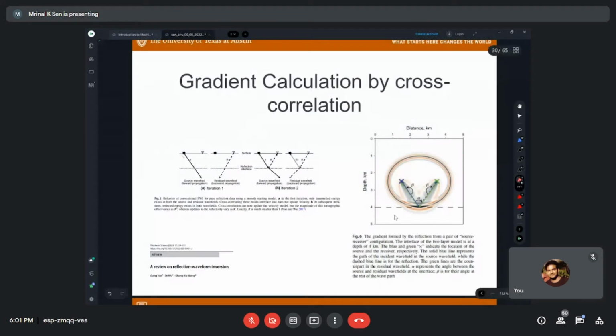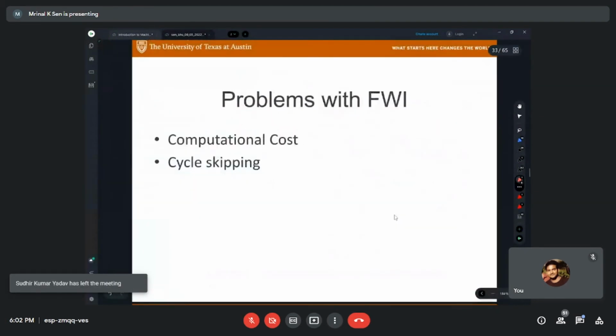So this is your source wave field. Okay? So we generate our synthetic data, we propagate our source wave field, and then you take the residual, the difference between observed data and synthetic data, and propagate that backward in time. And then you cross correlate. And this gives us information on the gradient. Okay? So this can be done using the equivalent of one forward modeling calculation. Now this also I'll skip.